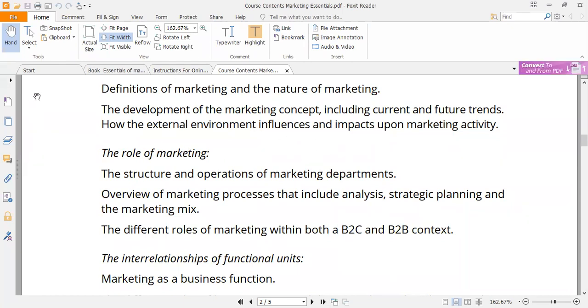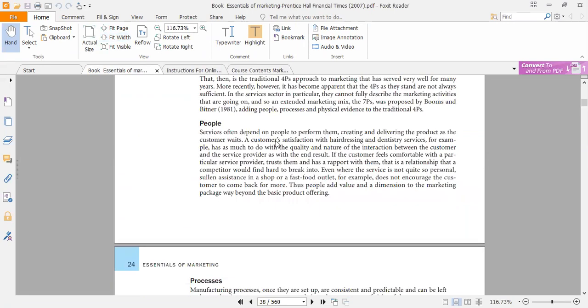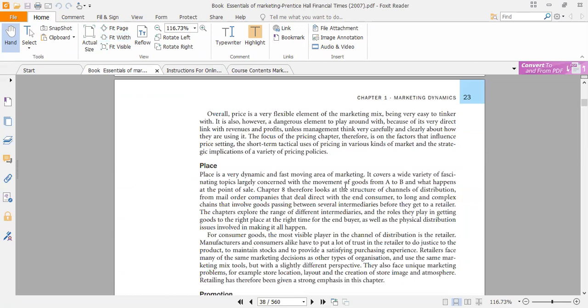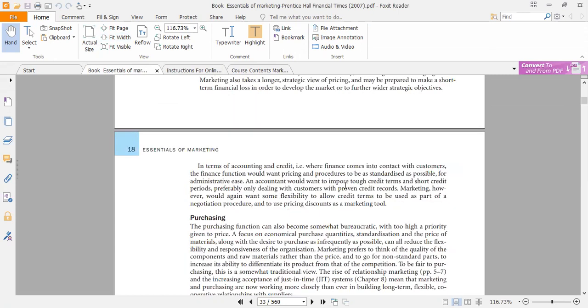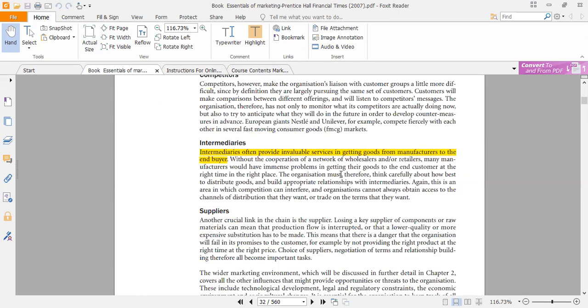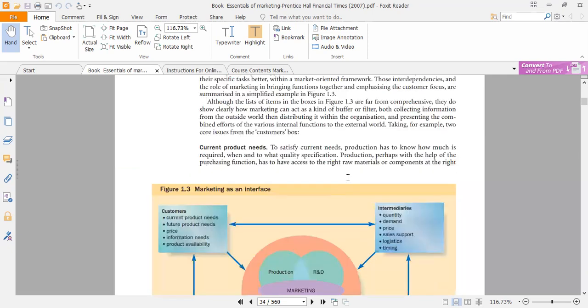So let me open up the book. Right, this is the book, and this is where we were yesterday. So, right, marketing. We were discussing this yesterday. The internal organizational environment. We were discussing this. Let me go a bit beyond this.